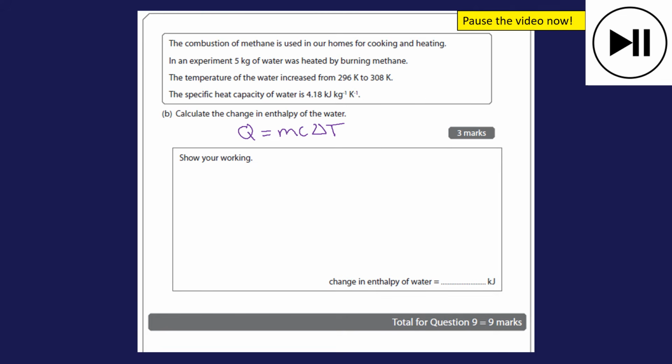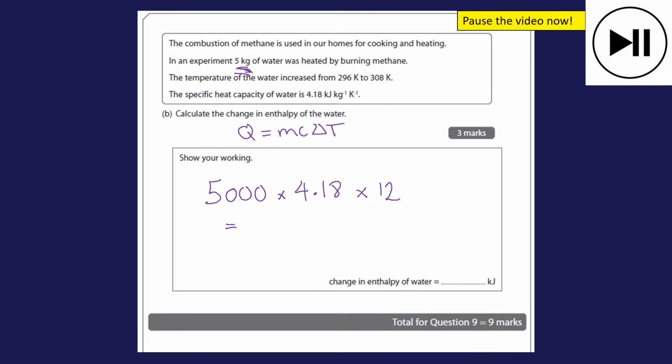My M is the mass of the water. That's 5 kilograms, and it has to be in grams. So be careful: when I do this calculation, it's the mass of water in grams. Specific heat capacity, 4.18. And my delta T, what's happened? It's gone from 296 to 308, so it's gone up by 12. Times by 12.